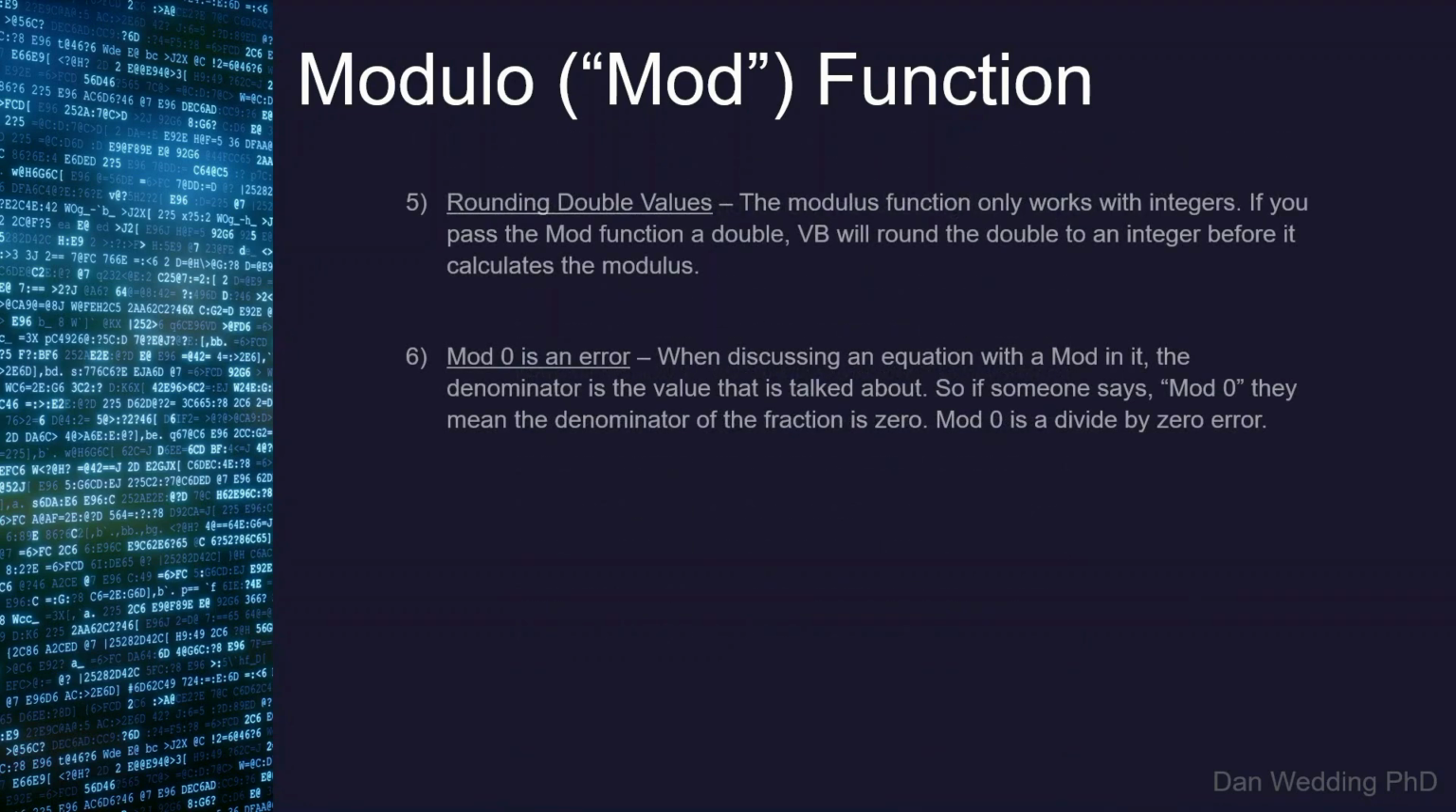The modulus function only works with integers. If you pass the mod function a double, VB will round the double to an integer before it calculates the modulus. When discussing an equation with a mod in it, the denominator is the value that is talked about. So if somebody says mod 0, they mean the denominator of the fraction is 0. Mod 0 is a divide by 0 error.